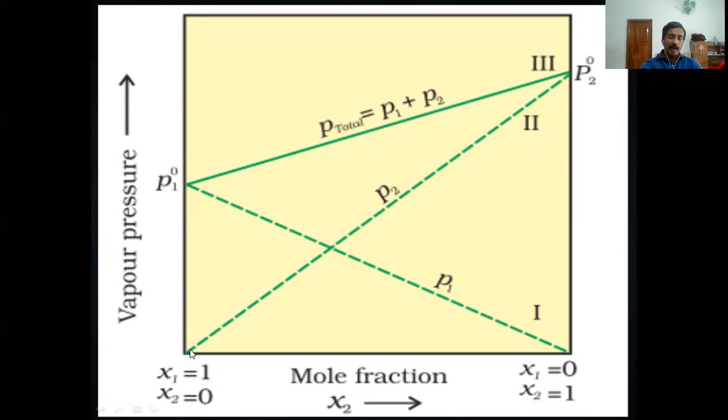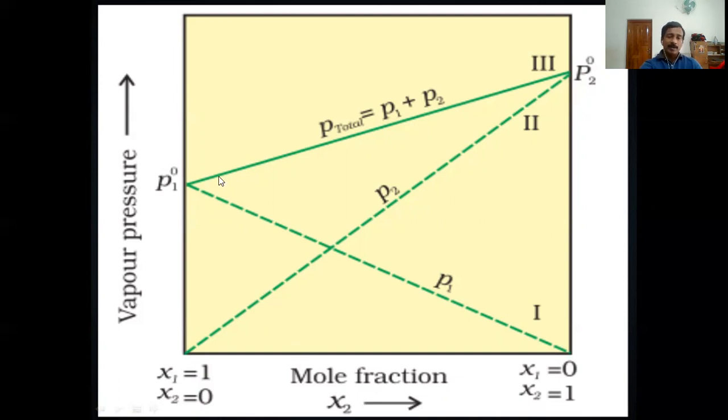Now slowly we are adding the component 2. Then what happens? When we add component 2, the mole fraction of component 1 will decrease. If there is a decrease in mole fraction of component 1, there will be a corresponding decrease in the vapor pressure of component 1. So that will decrease as the concentration of component 2 increases, and finally it will reach a value 0. What is the situation? Only component 2 is present. The concentration of component 1 will become 0. Then its partial pressure is 0.